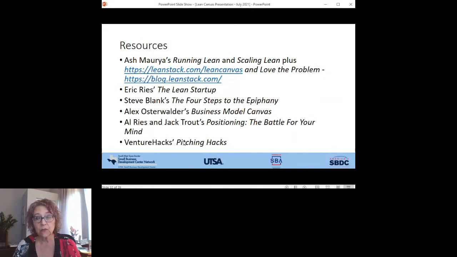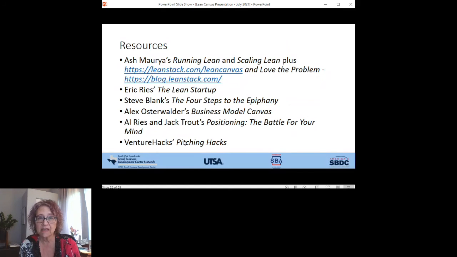And I've got a ton of resources. As I said, these slides are available and you can just read to your heart's content. Alex Osterwalder is the person who came up with the business model canvas initially. And then Ash Maurya, the one at the top of this slide, is the one that came up with the lean canvas. And he's got a number of books out.